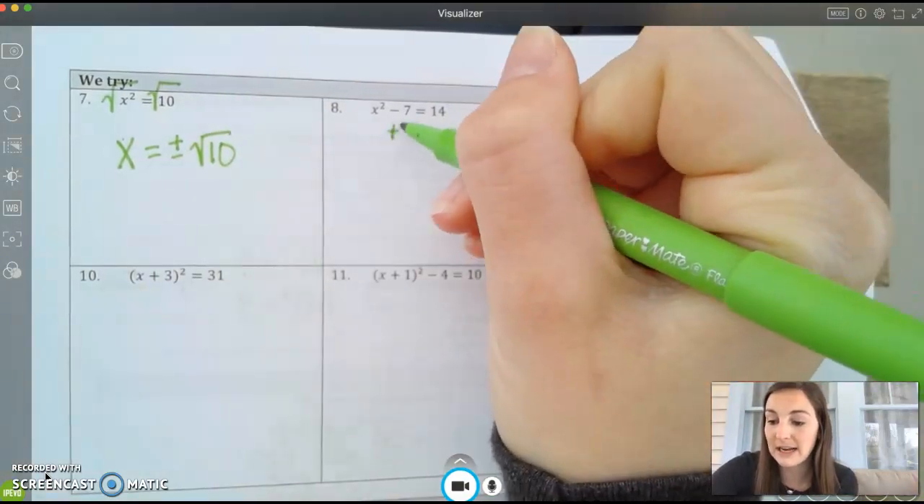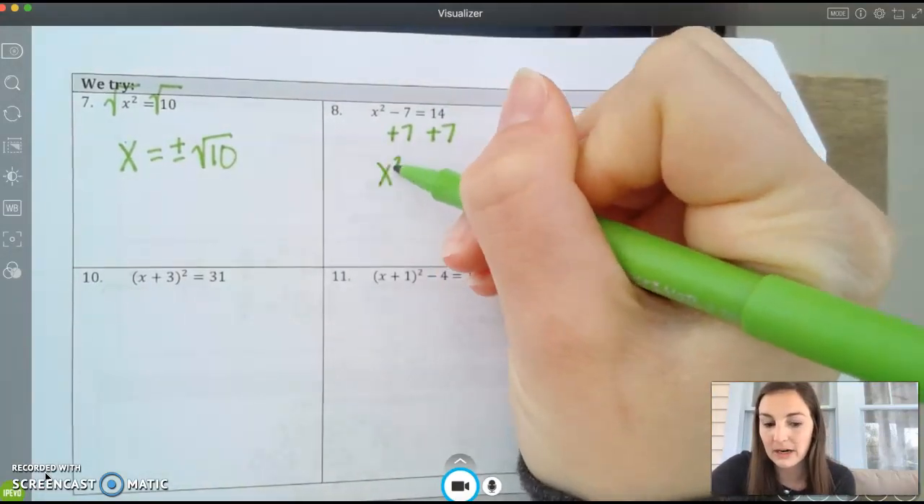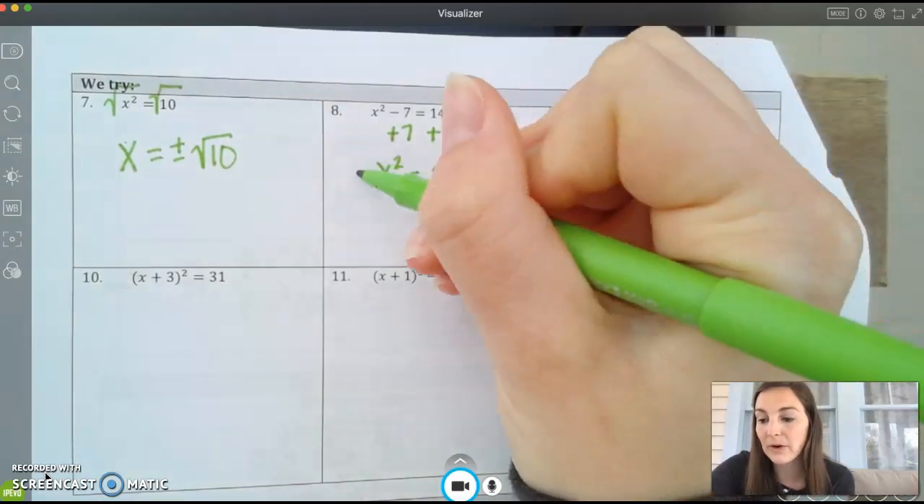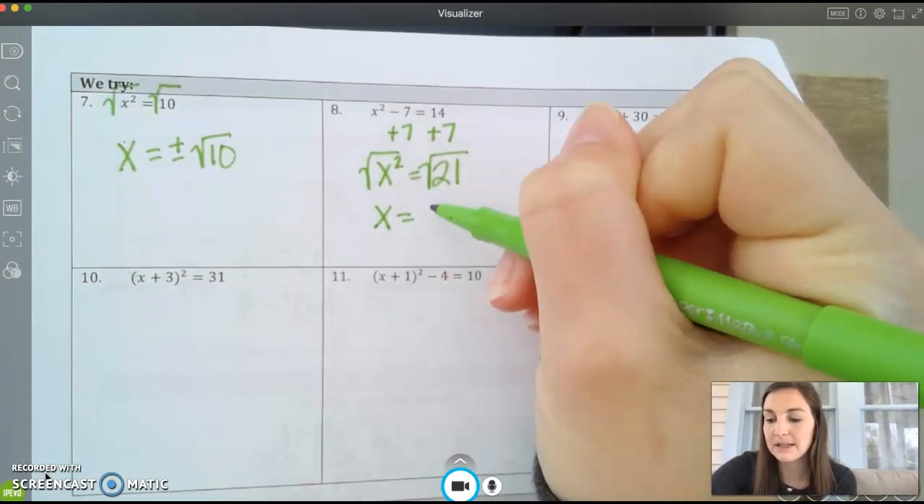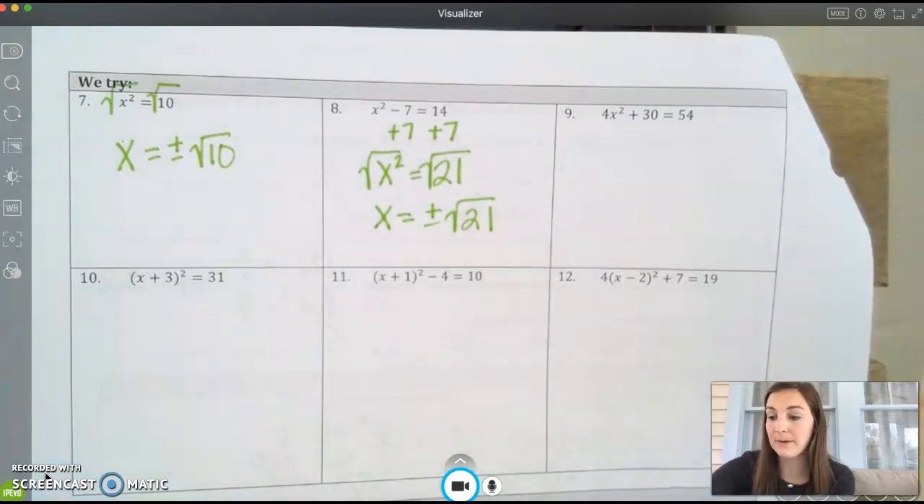Now I need to isolate x squared, so I'll add 7 to both sides, and I get x squared equals 21. I take the square root of both sides, and x equals plus or minus the square root of 21. Once again, there are no perfect squares that go into 21.